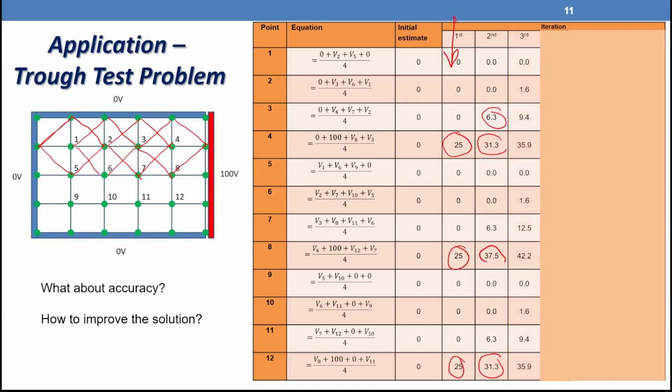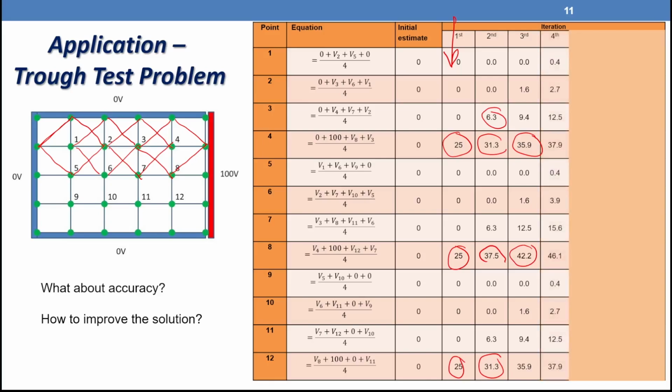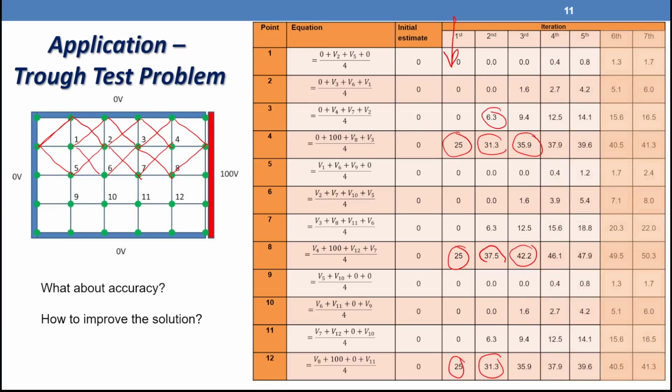Going for the third iteration, you are going to find there is an improvement in the voltage here. So point number 2 now has a voltage. Point number 1 is still 0, but point number 4 is improved to 35.9, and point number 8 will be 42.2. So we keep moving until we have an accepted error. Going up to the 7th iteration, we now have point number 1 at 1.7 volts, point number 2 at 6 volts, point number 3 at 16.5 volts, point number 4 at 41.3 volts, and point number 8 at 50.3 volts.